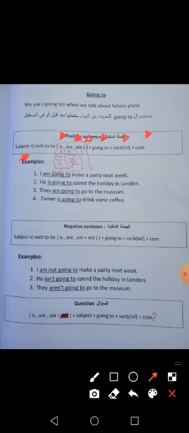Okay, so when to use is or are or am? If the subject is she, he, it, or singular noun, we use what? We use is. Singular noun means اسم مفرد, like what? Like Ellie, like table, like chair, like Ahmed. So if the subject is she, he, it, or singular noun, we use is.